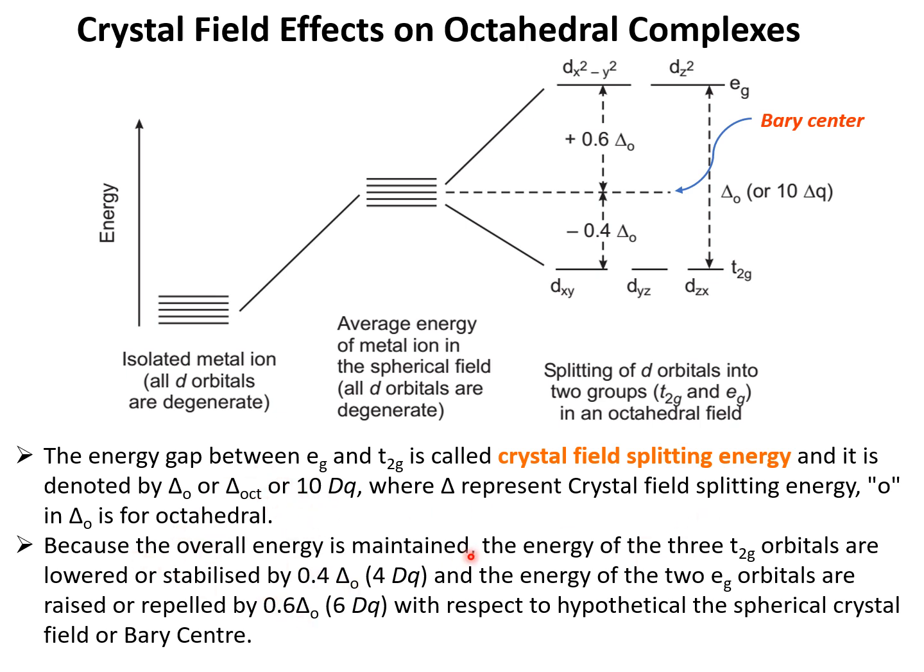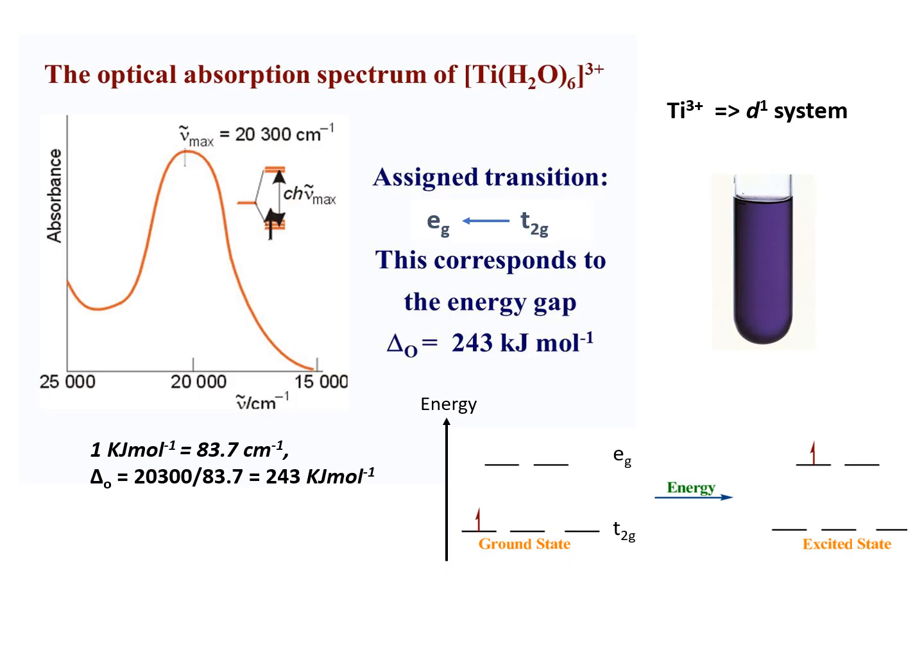Because the overall energy is maintained, the energy of the three T2G orbitals is lowered or stabilized by 0.4 delta naught, that is equivalent to 4 Dq, and the energy of the two EG orbitals is raised or repelled by 0.6 delta naught, 6 Dq, with respect to the hypothetical spherical crystal field or barycenter. This is in terms of the absorption spectrum.